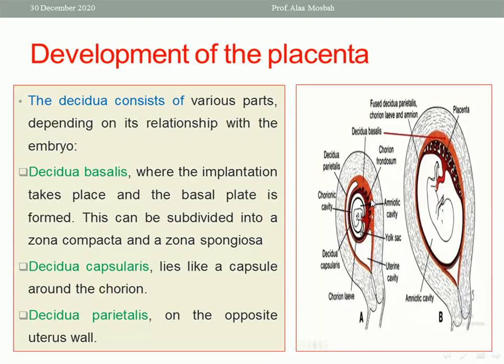And here, decidua capsularis, which covers the embryo. It is the capsule or the covering of the embryo here. And decidua parietalis, which is the decidua in the remaining part of the uterus. Okay? On the opposite uterine wall, as you see here. Okay? The chorionic villi normally develop only at the area of decidua basalis, not capsularis and not parietalis.